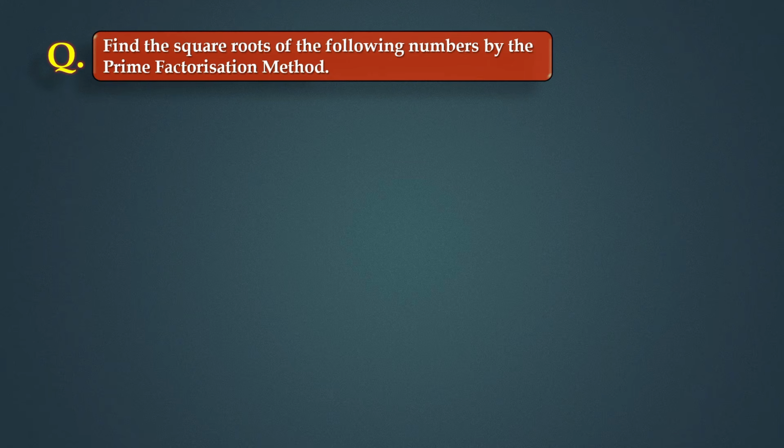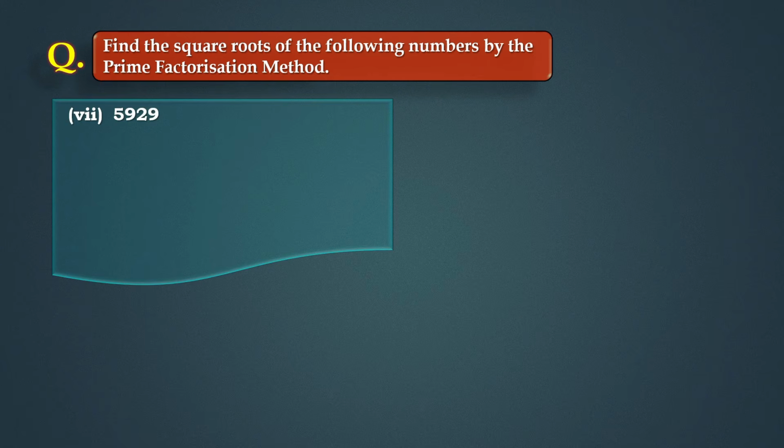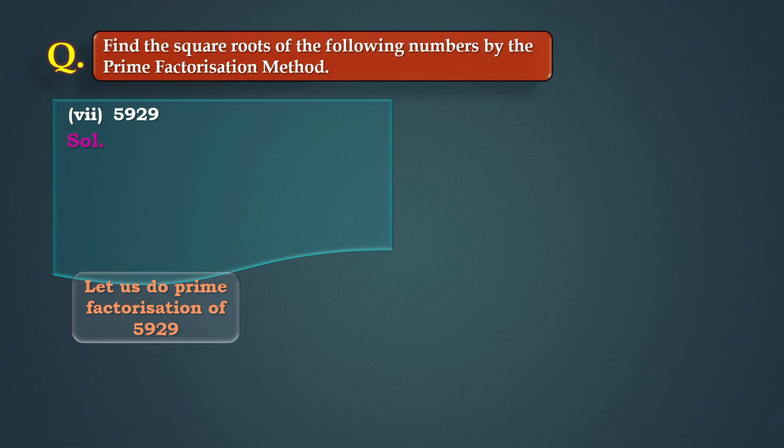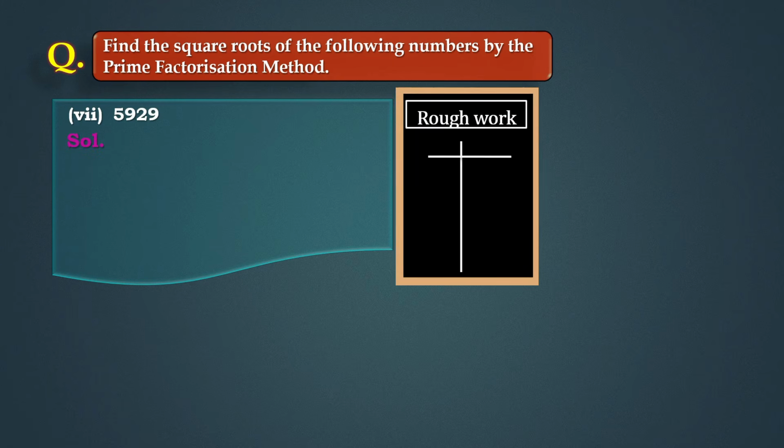Now students, let us solve the next example using the prime factorization method. We are given the number 5929. First, we will find its prime factors. We start by dividing the number by a suitable prime number. 5929 divided by 7 gives 847. 847 divided by 7 gives 121. Now, 121 is divisible by 11. 121 divided by 11 gives 11. 11 divided by 11 gives 1.